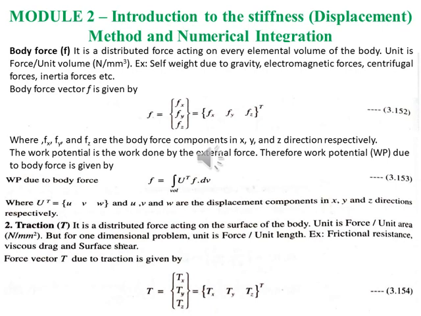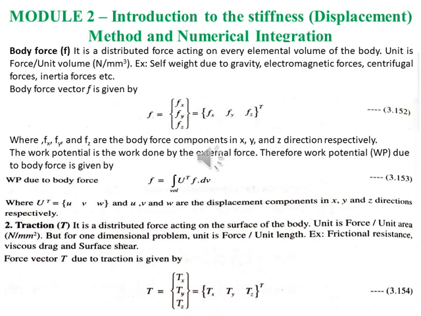The work potential of a particular body is the work done by an external force. Therefore the work potential due to body force is given by f of u transpose into f dV, where u transpose is equal to u, v, w, where u, v, w are nothing but the displacement components of x axis, y axis and z axis, or displacement components in x, y and z directions.